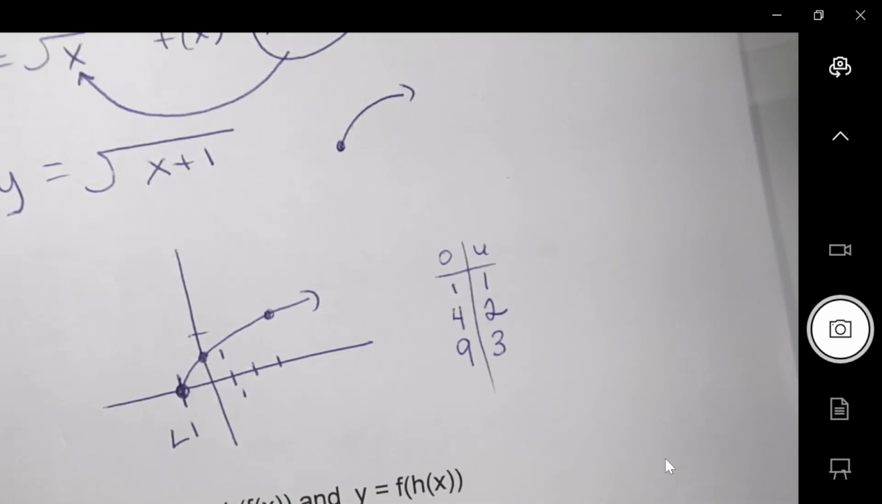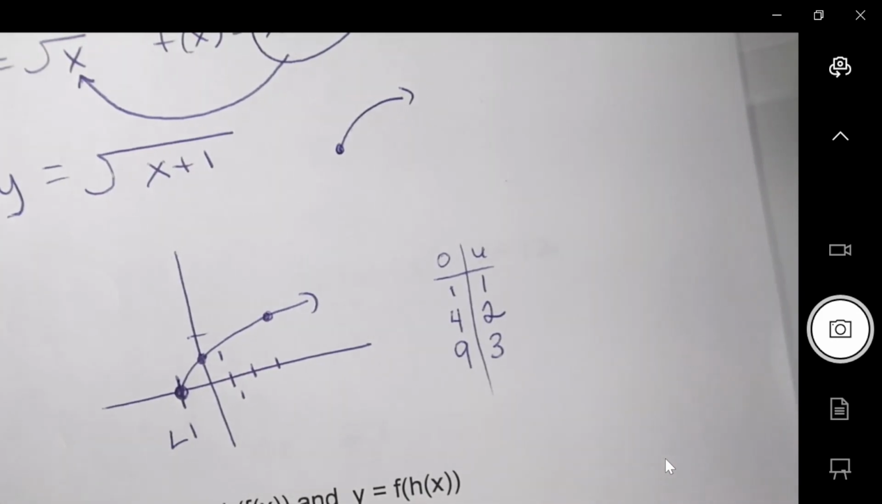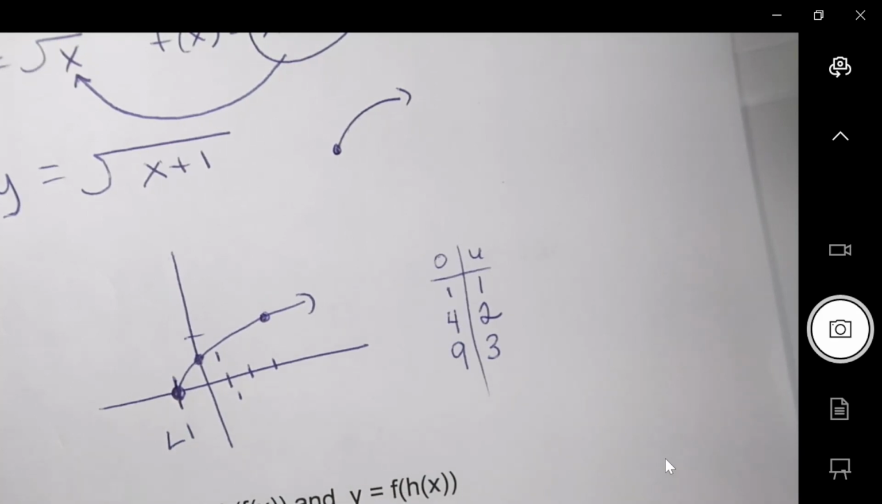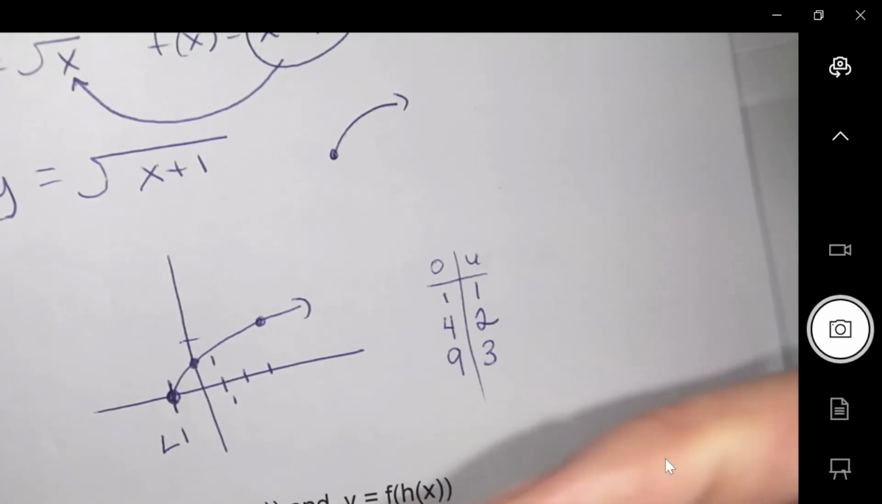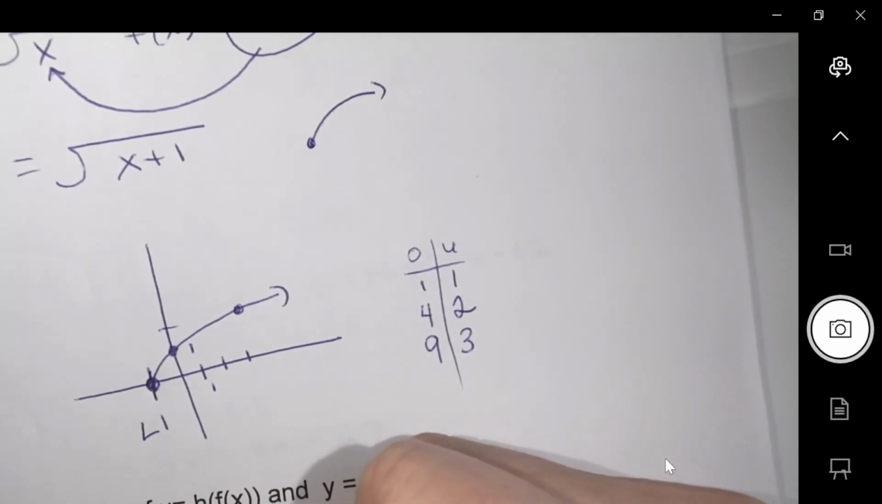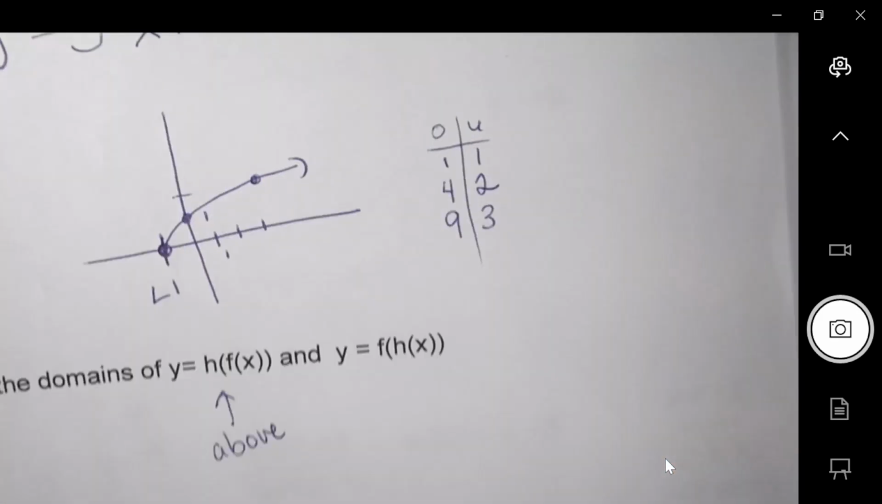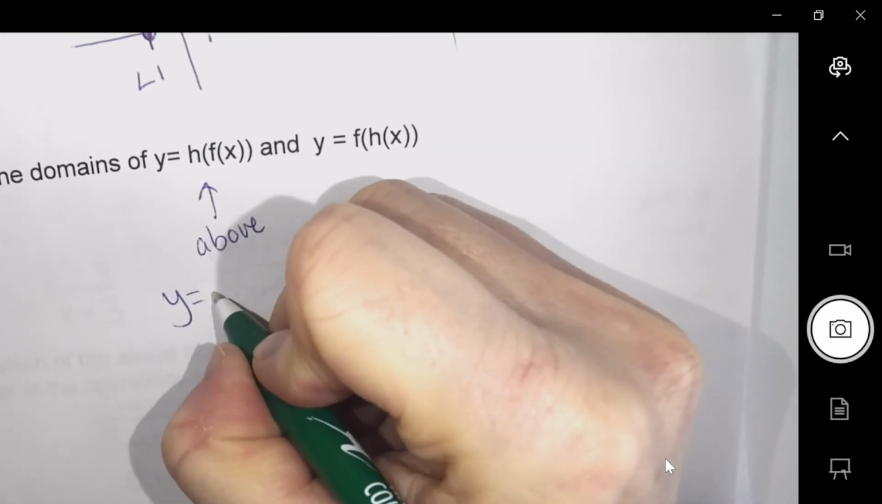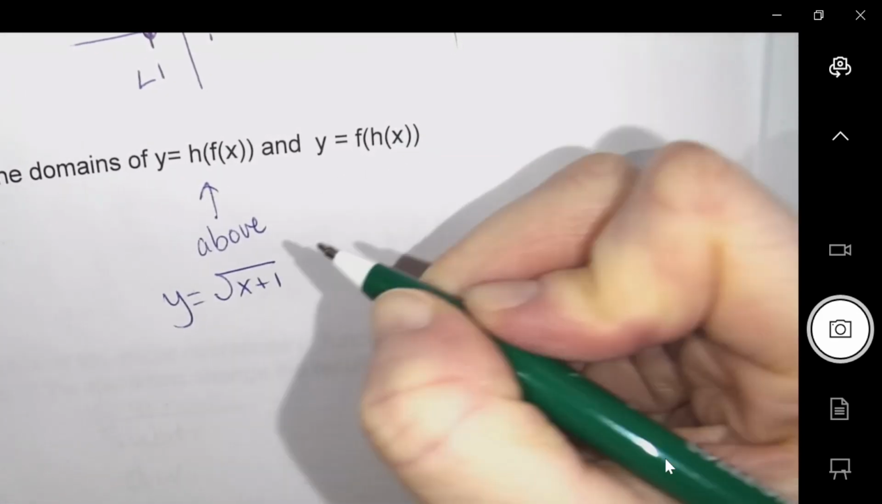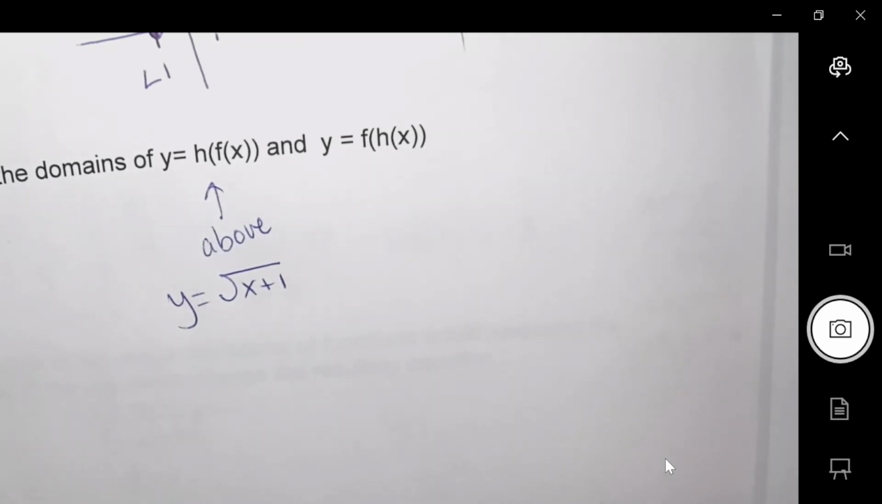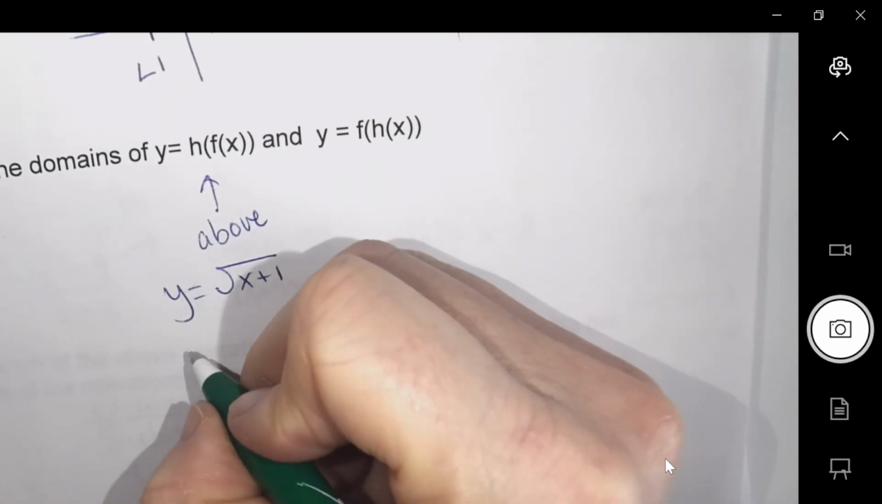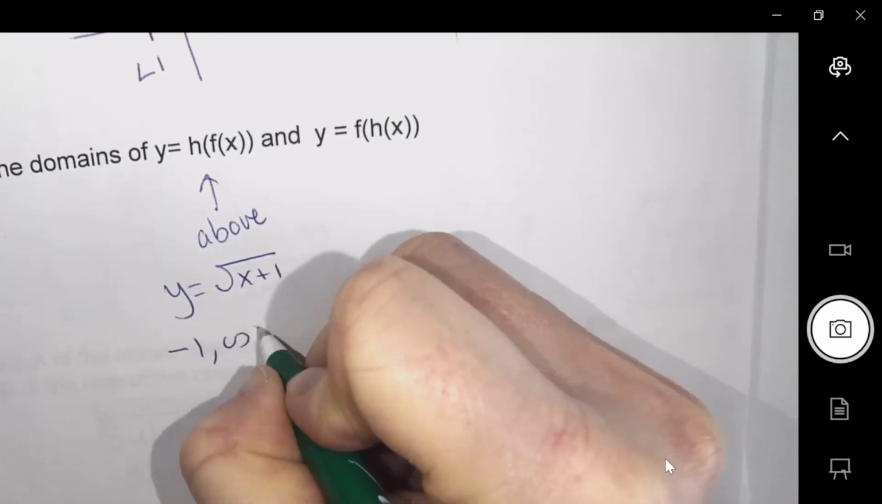Okay, compare the domains of this composite versus this composite. So this one is the one we just did above. So we just did this one. So what is the domain of that one then? From -1 to infinity.